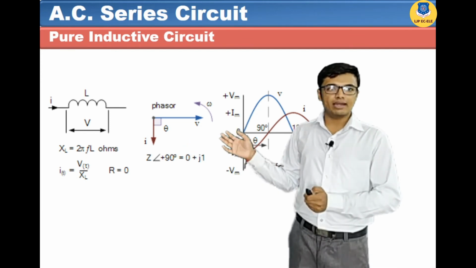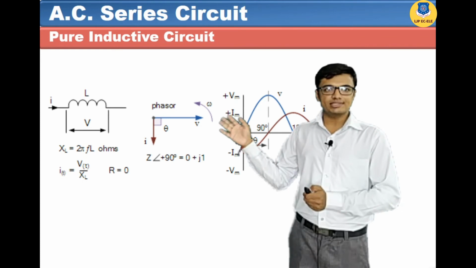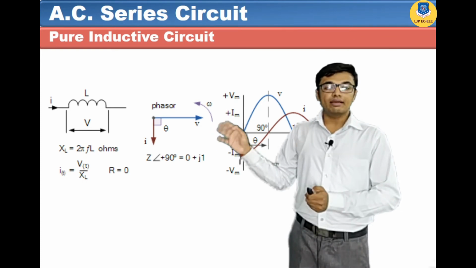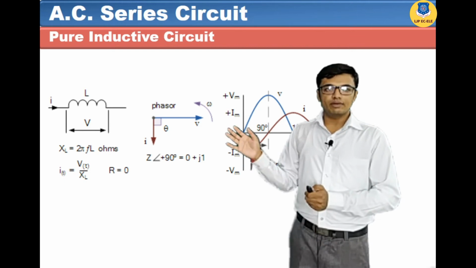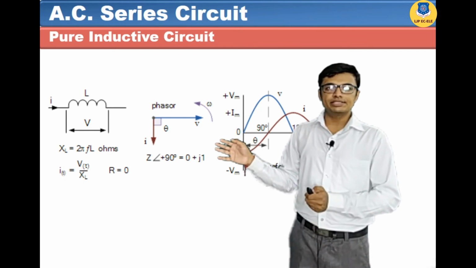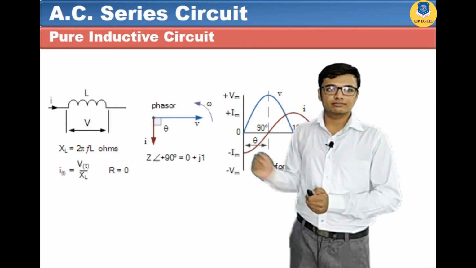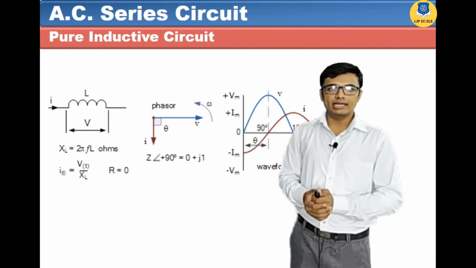This is the phasor diagram of a purely inductive circuit. On the reference axis, we have taken the supply voltage, and the current vector will lag behind the voltage vector by 90 degree. So the equation for impedance Z at angle 90 degree is equal to 0 plus J1. So this is the waveform of the purely inductive circuit.